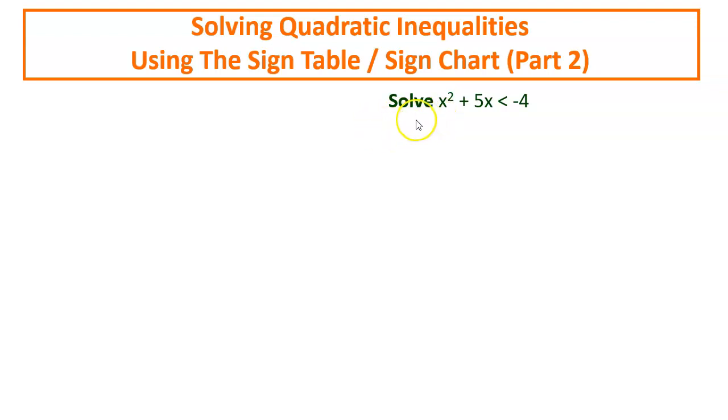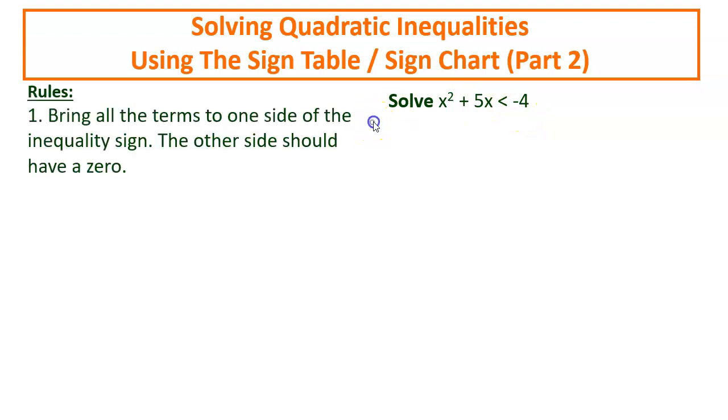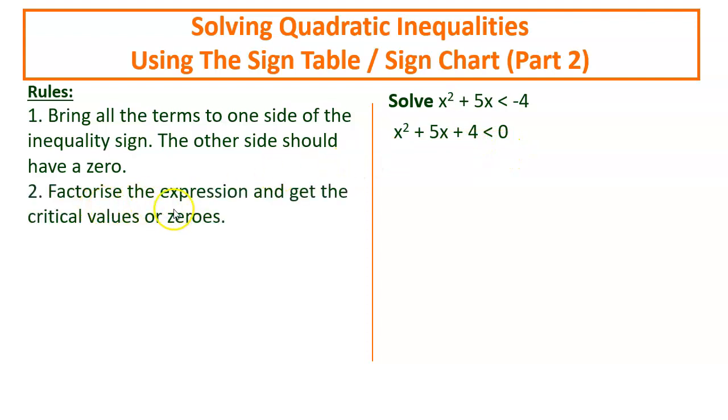This is the question that we have to solve: solve x squared plus 5x is less than -4. Now we come to the rules. Rule 1: bring all the terms to one side of the inequality sign. The other side should have a 0. So we bring the -4 to the left hand side, and we have x squared plus 5x plus 4 is less than 0. Rule number 2 says factorize the expression and get the critical values or zeros.